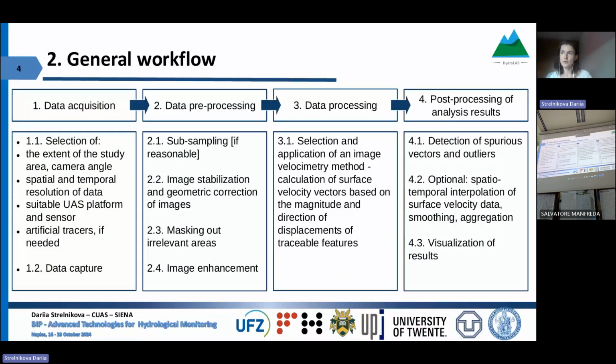Then there is the data processing stage, where we select the suitable method of data analysis and apply it and calculate velocities based on this methodology.